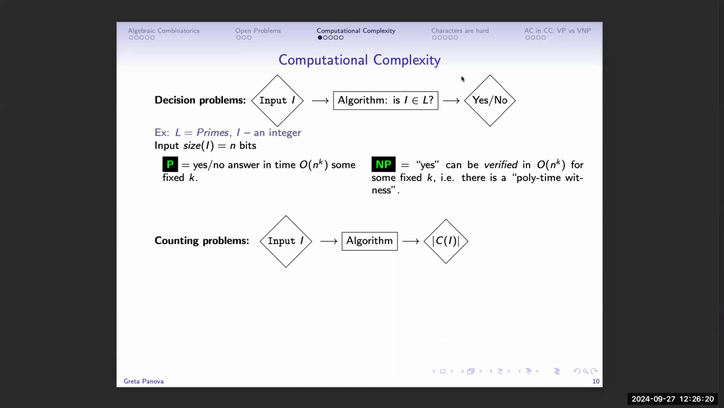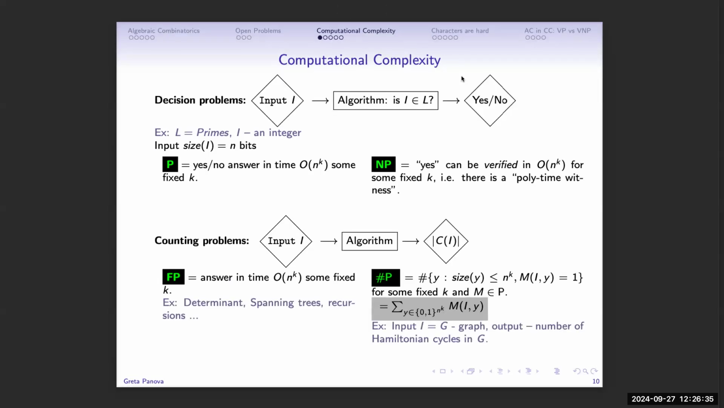And then there are the analogs, the counting problems, where you, given some input, for example, that graph that I mentioned earlier, want to know how many Hamiltonian cycles it has. So you want to know a number. And then there are the two classes: FP, where you get the answer in polynomial time, and then there is the Sharp-P class, which is the counting analog of NP.